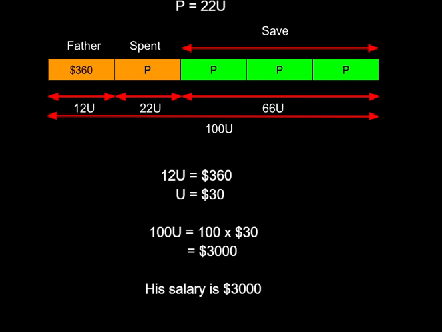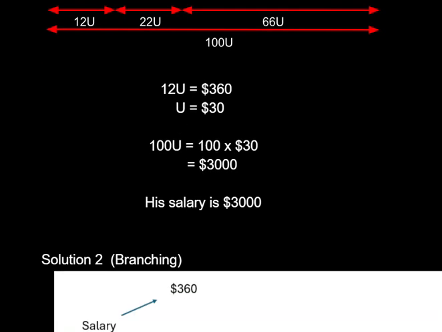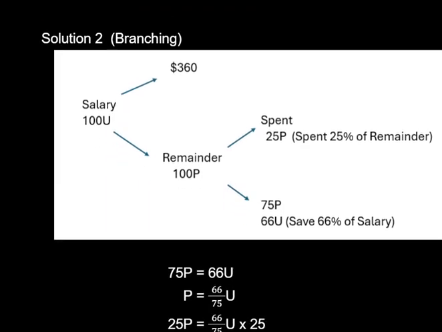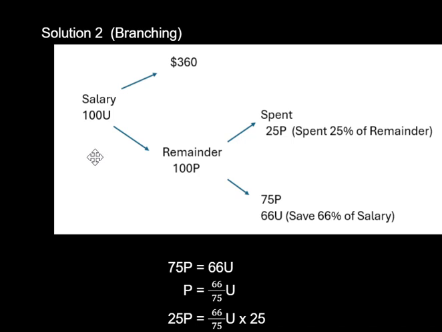For those who prefer to use the branching method, I can show you the second method. So this is the second method. I started off by drawing the branch first. So the salary, I assume that is 100%, or I call it 100U. I know that he gave $360 to his father, so I branch out to his father. Whatever remains, I call it the remainder, and I take 100% of the remainder, which I call 100P.